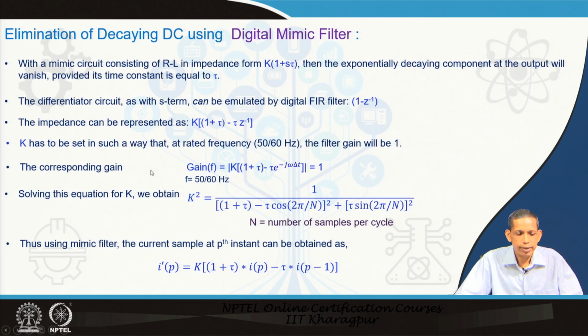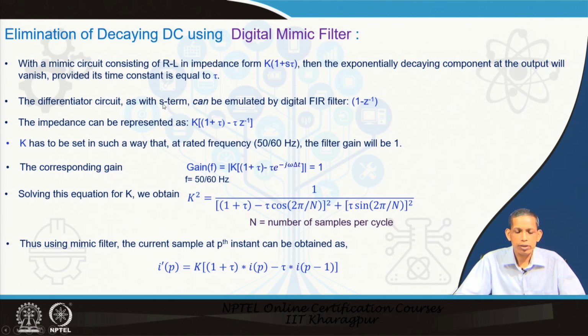Now, extending this idea of putting an R dash and L dash in the circuit, that is a mimic filter, you can emulate this in the digital filter also. Let us see a mimic filter consisting of RL combinations, which is represented in terms of Laplace transform as k(1 + sτ), τ being the time constant of the circuit. Then the exponentially decaying component of the output will vanish, that is what we observe, with the time constant τ matching with the L dash and R dash.